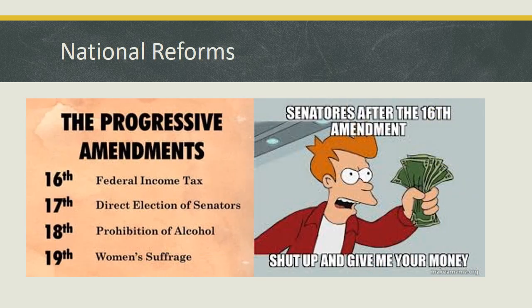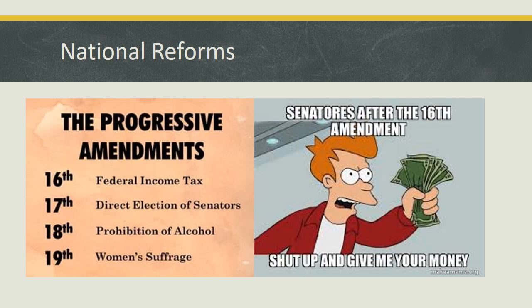Much of the reform at the national level were driven by the progressive presidents of Theodore Roosevelt, William Howard Taft, and Woodrow Wilson. We will deal with these reforms in a separate lecture. But progressives brought about several constitutional changes through their efforts. First, the 16th Amendment was ratified to allow Congress to pass an income tax. This was a larger part of President Wilson's economic reforms, which we'll talk about later.